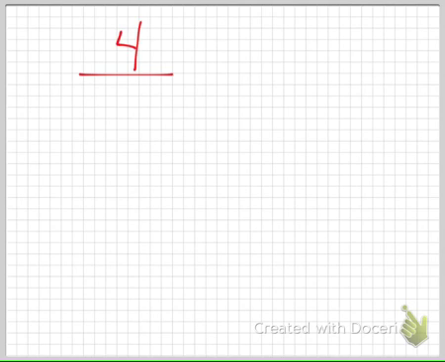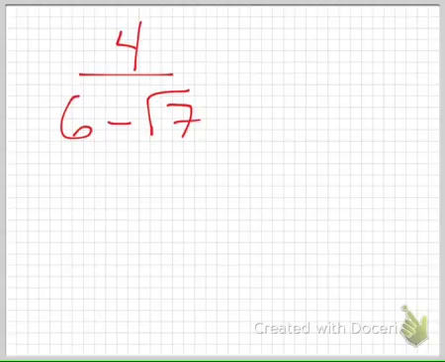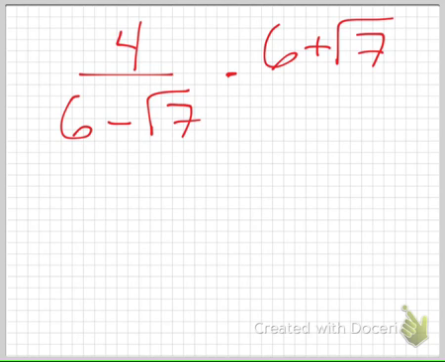4 over 6 minus the square root of 7. This is the last one we're doing. Last one, watch carefully so you make sure you have it. I'm going to multiply this by 1 in the form of its conjugate: 6 plus the square root of 7 over 6 plus the square root of 7.